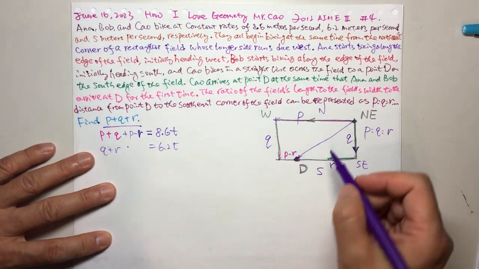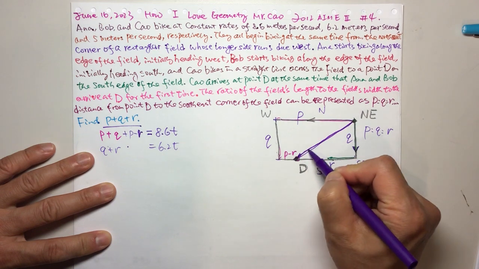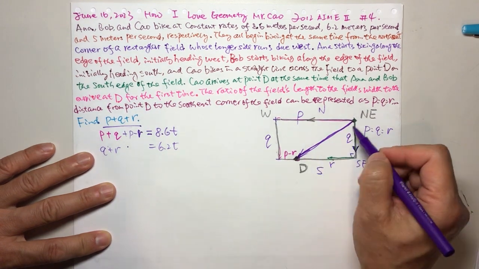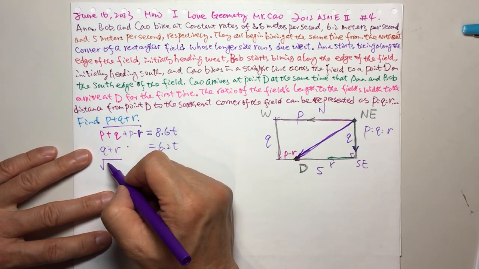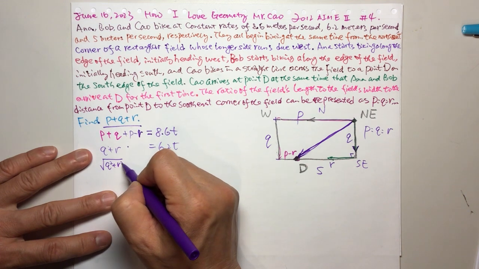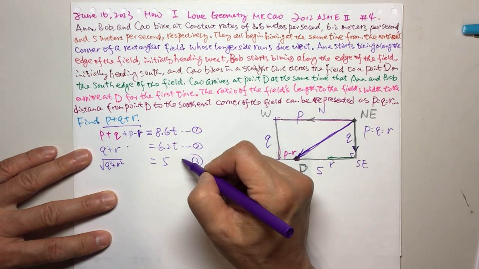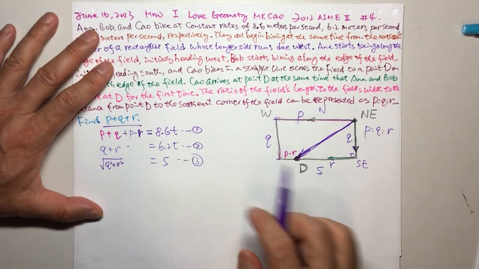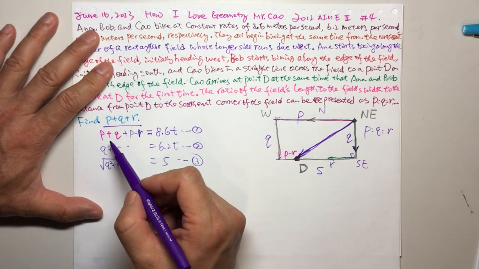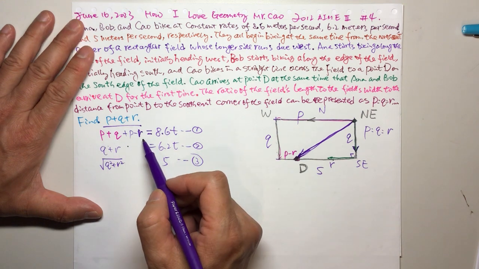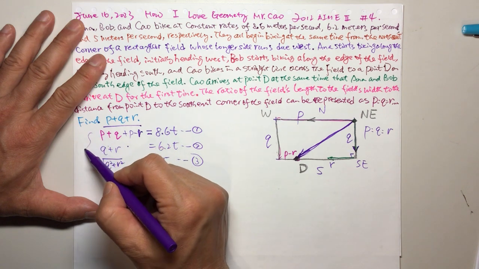And the third equation: how long is the path for C? Of course, the Pythagorean theorem tells us the distance for D. So Q squared plus R squared equals (5t) squared, right? 1, 2, 3. We have three equations, but we have four variables. We don't really need to know how much P, Q, R are. We just want to know the relationship, the ratio between them.